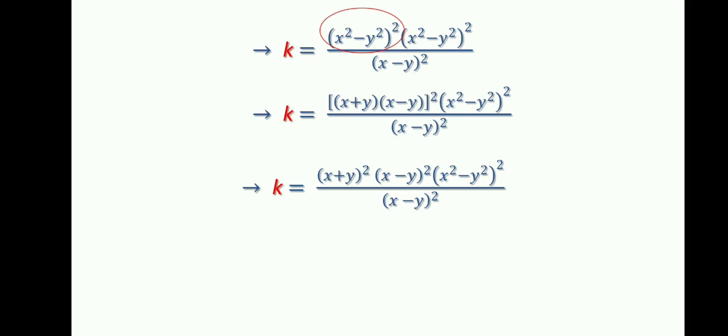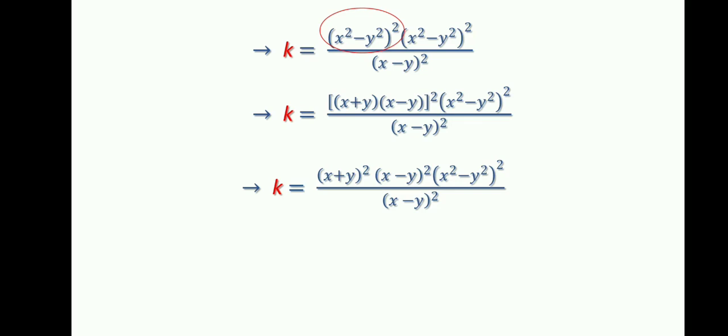Now if you observe this again inside the bracket, I'm talking about inside the bracket, that is x square minus y square. Again it is in the form of a square minus b square. It can be written as a plus b into a minus b. And then we have a whole square outside. Now we can apply the square to both x plus y and x minus y. So it will be written as x plus y whole square and x minus y whole square. And the rest of the terms remain the same.